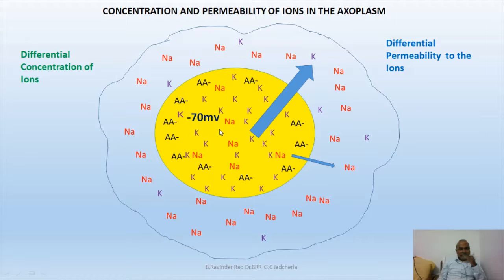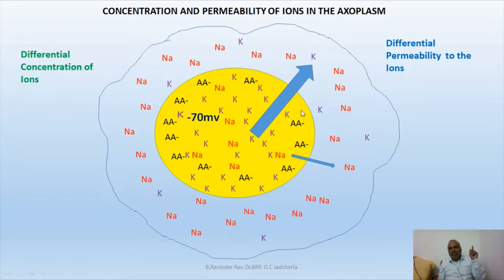Friends, in and out of the axon, the concentration of ions is different. Inside, potassium is more, outside, sodium is more, but positive buildup is equal. But inside of an axon, negative ions are more, having more buildup than outside. That's why inside has negative charge. So this is the differential concentration of ions. Let us now concentrate on the second aspect, that is differential permeability of ions.